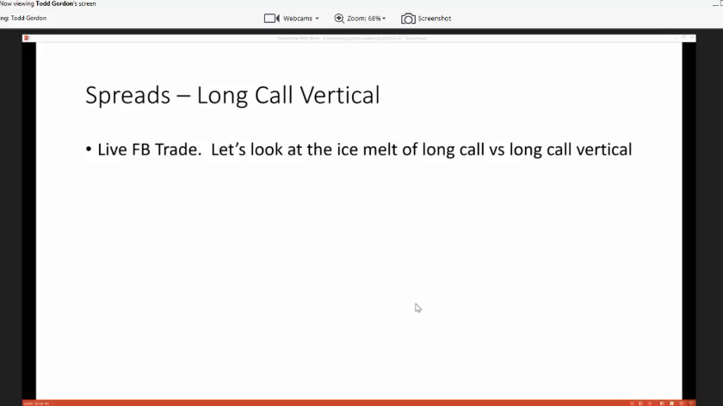I've got a live trade on right now on Facebook, and I'll show you how this plays out. And I've got 20 minutes before I'm disowned from the family.